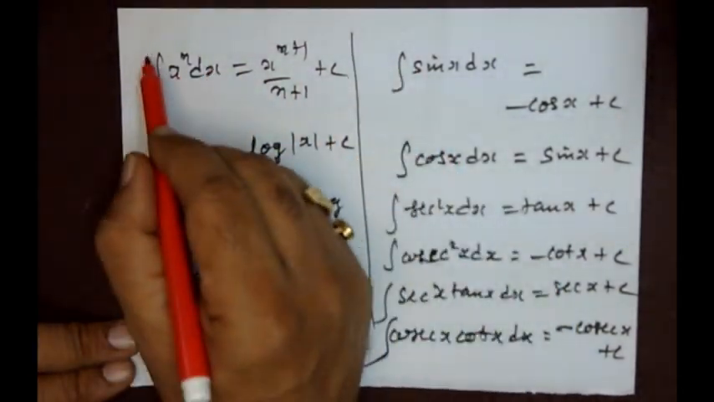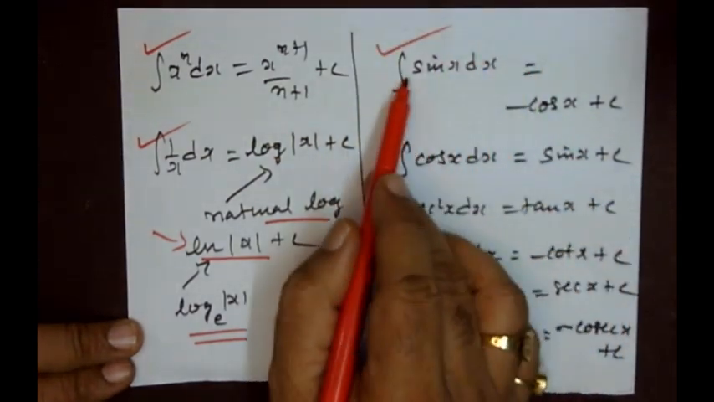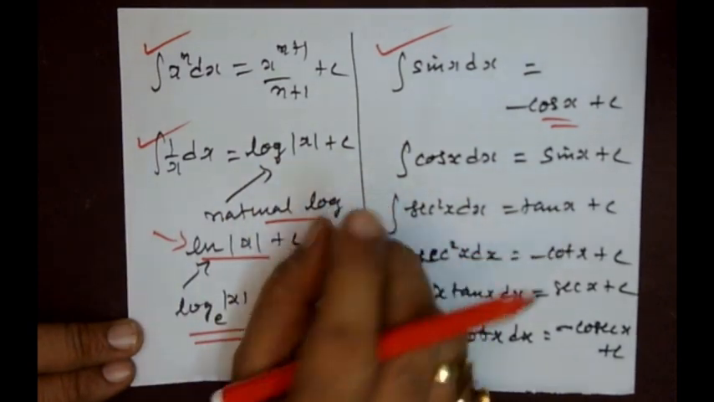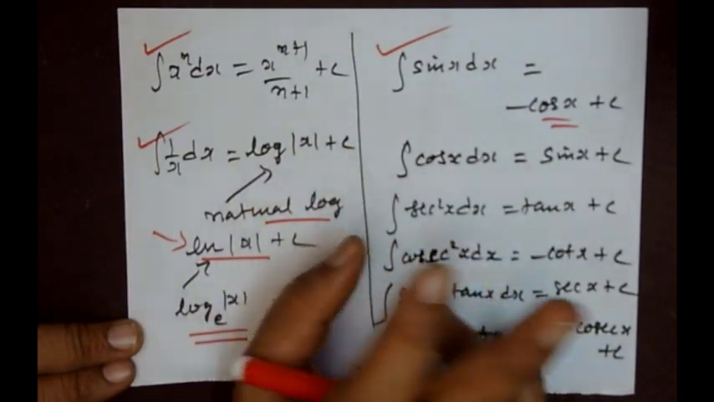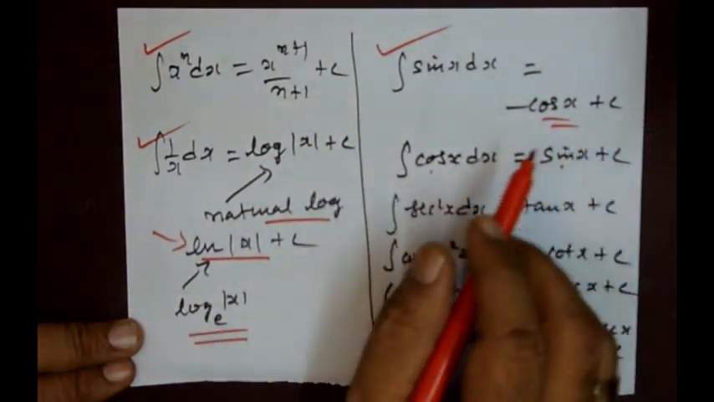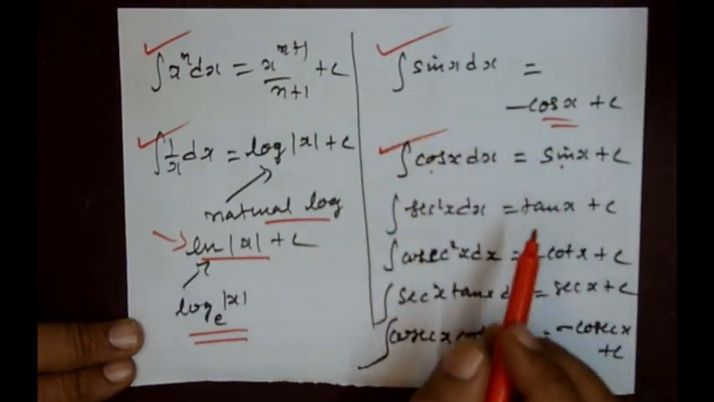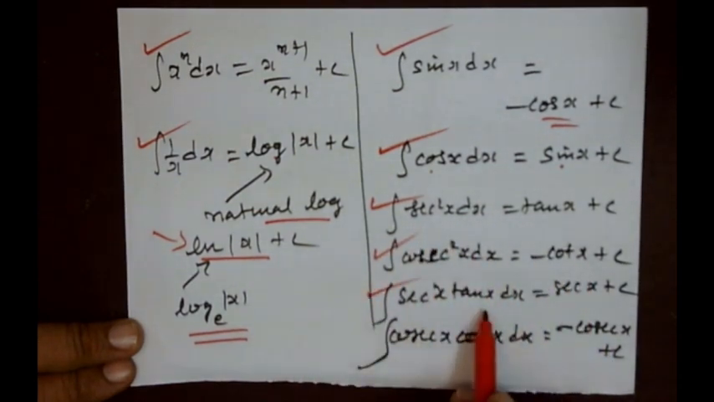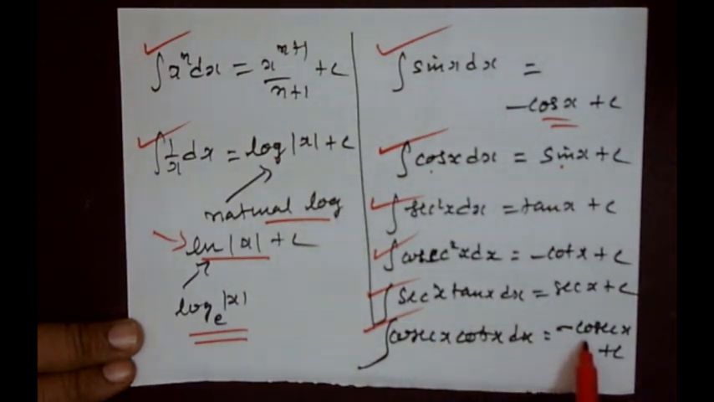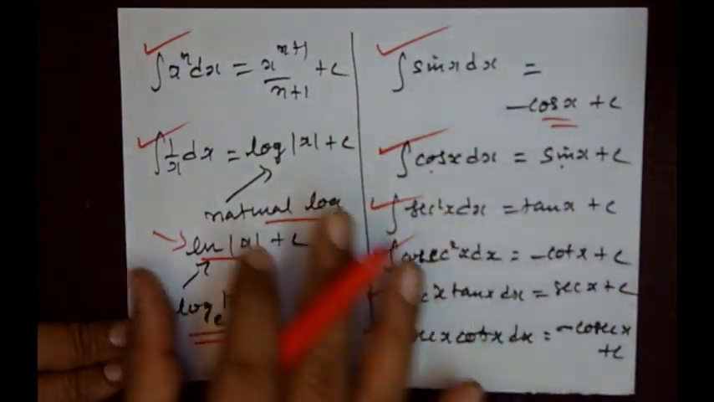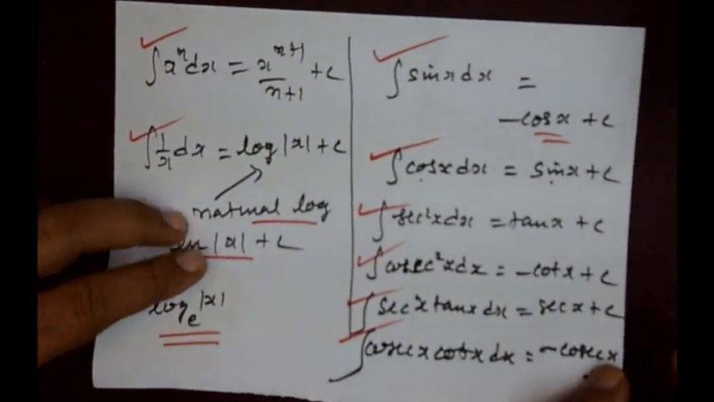And next formula, another formula. Integration of sin x dx gives you minus cos x. But what about differentiation? Sin x gives plus cos x, and cos x on differentiation gives minus sin x. Here, integration of cos x gives plus sin x, just opposite to differentiation, okay. And secant squared gives tan x, then cosecant squared gives minus cot x, then secant x tan x gives secant x, and cosecant x cot x gives minus cosecant x. For all these, you have to add the integral constant. So these are the important formulas. You can take a copy of this later.